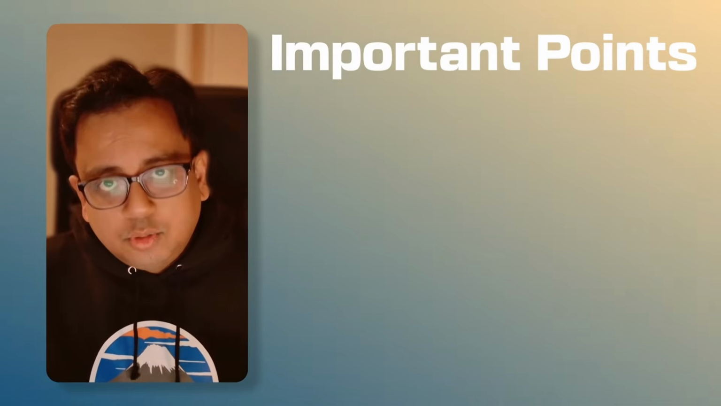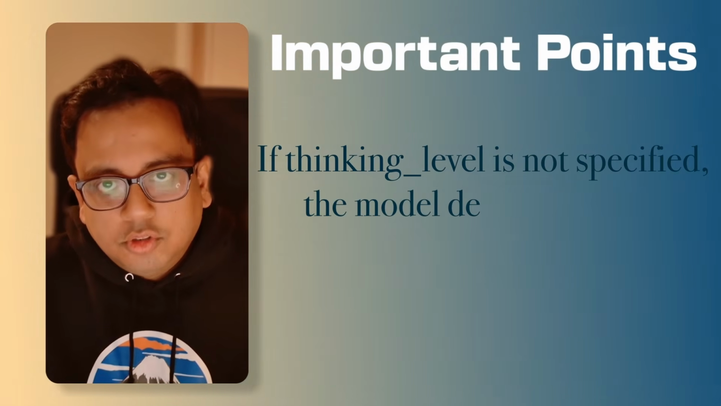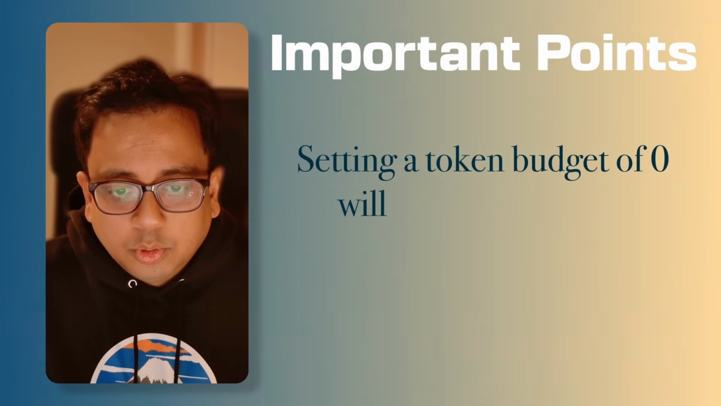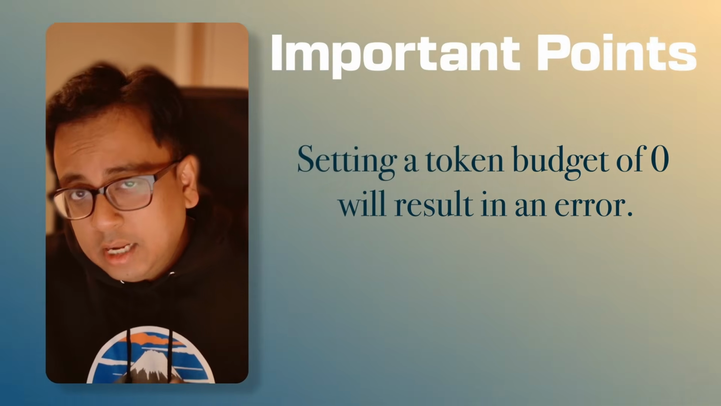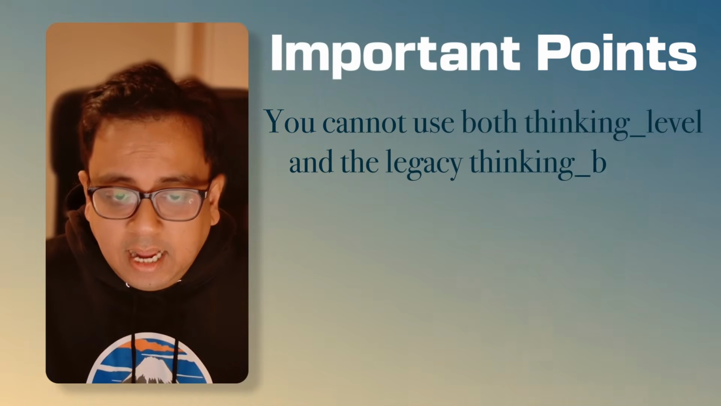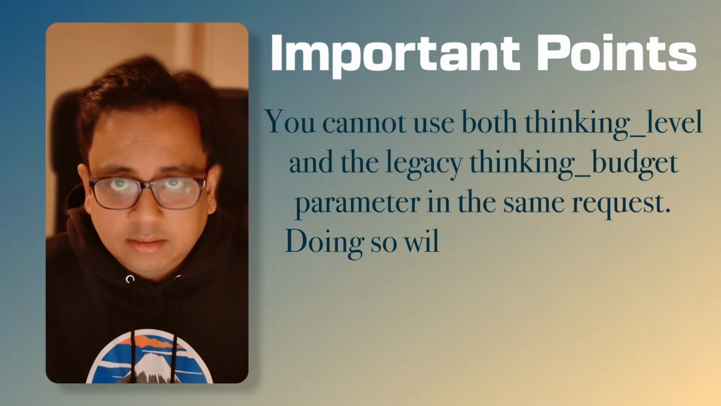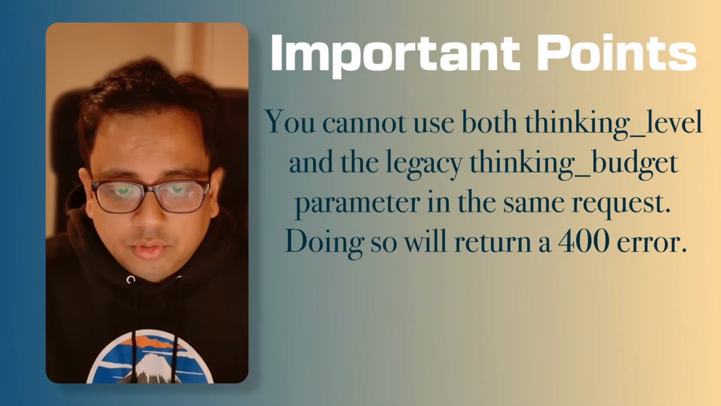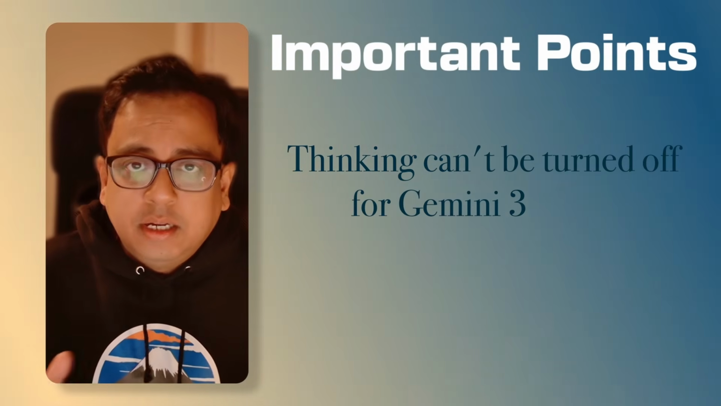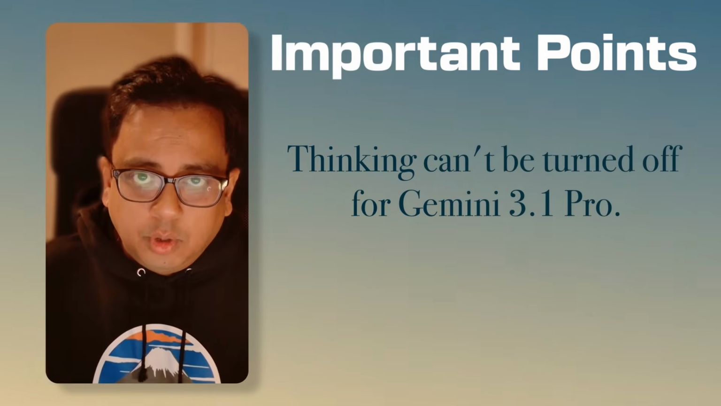So a couple of things to understand. If thinking level is not specified, then the model defaults to high. Setting a token budget to 0 will result in an error. So you cannot set the token budget to 0. You cannot use both thinking level and legacy thinking budget parameter in the same request. Doing so will return you a 400 error. And thinking cannot be turned off for Gemini 3.1 Pro users.